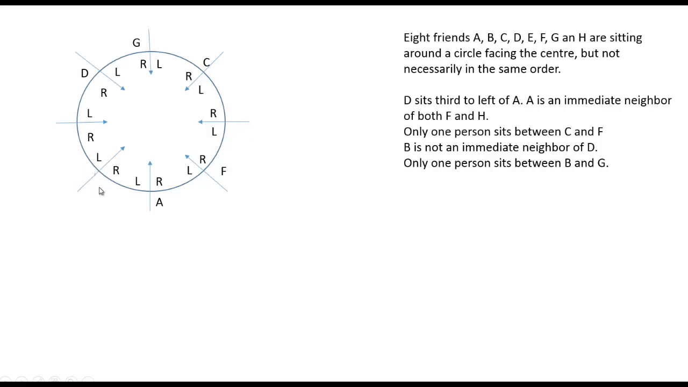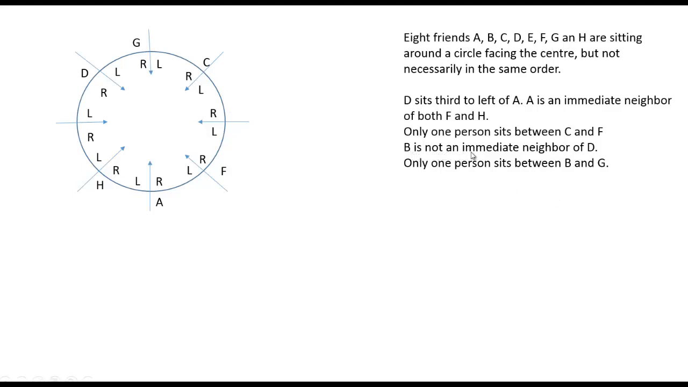So definitely the clue to the second condition, that is F and H are immediate neighbors. F position is fixed, so H should be to this side. So this is H, this is F, both are immediate neighbors of A, and between F and C one person sits. Which person sits, that we do not know. Now go for the next condition.